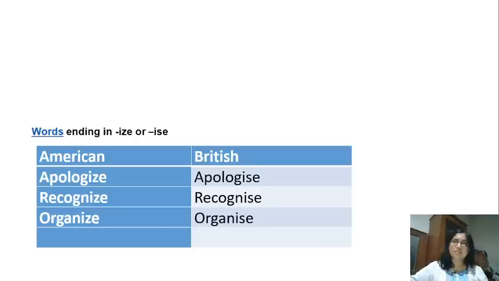The next example is the IZE ending and ISE ending. Please understand that American words would end in IZE, whereas the same word in British English would end in ISE. So again, there is no difference in the meaning. Apologize with IZE is the same word to make an apology, and apologise in British English would end in ISE. I have given two more examples for your ease: recognize, recognise, organize, organise. So organization with a Z would be American, organisation with an S would be British English.